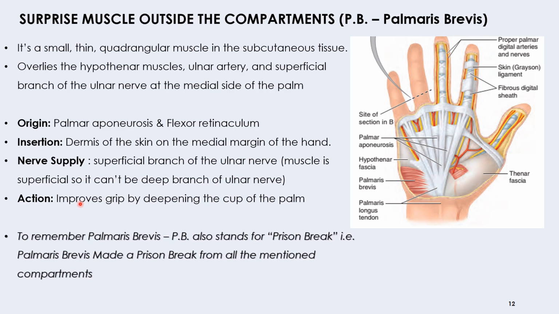And to remember our palmaris brevis muscle, so it won't be left out when we're mentioning the intrinsic muscles of the hand, we can also use PB to remember this. PB for prison break. So palmaris brevis is making the prison break out of the other compartments, and it's subcutaneous.